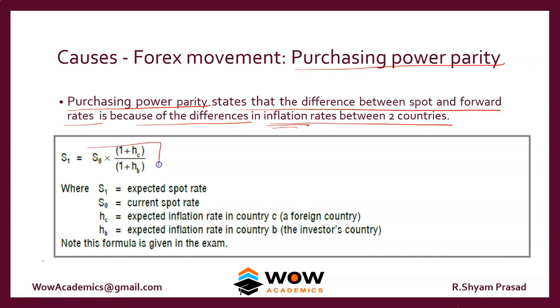So again the formula works like this. The formula here is the same as the interest rate parity, except that the numbers here represent not the interest but the inflation rate in the respective countries. In interest rate parity you had F0, but here you have S1. S1 represents the expected spot rate and S0 represents the current spot rate.